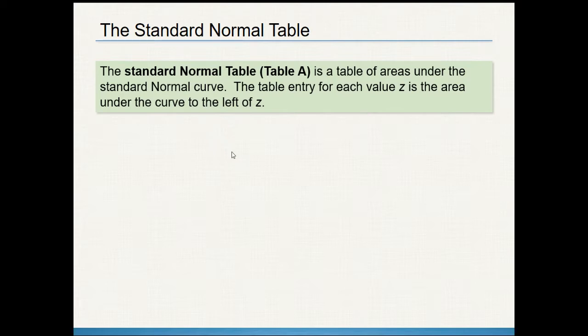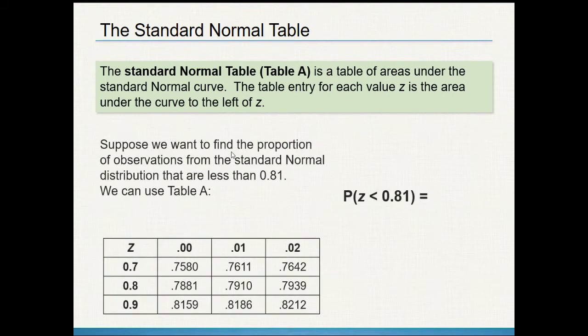On the AP test, they don't necessarily expect you to use the tables. They provide you with the tables if you want to use them. What you do have to do is draw a picture, and you'll see what I mean when we look at an example. But anyway, suppose we want to find the proportion of observations from a standard normal distribution that are less than 0.81. We can use this table, and they'll show you how to do that.